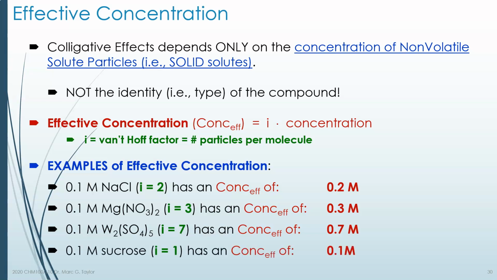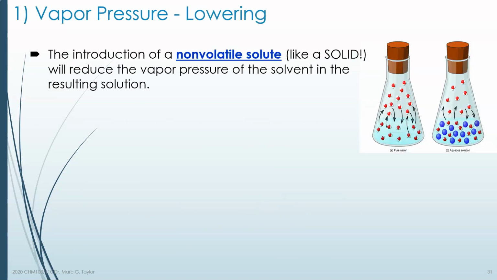And sucrose, like most sugars, is a covalent compound. Therefore, if I make 0.1 molar sucrose, it's still 0.1 molar, because the sucrose does not break into individual particles. It's a covalent molecule, so it just stays as a whole molecule when it's dissolved. So let's look at the individual colligative properties.